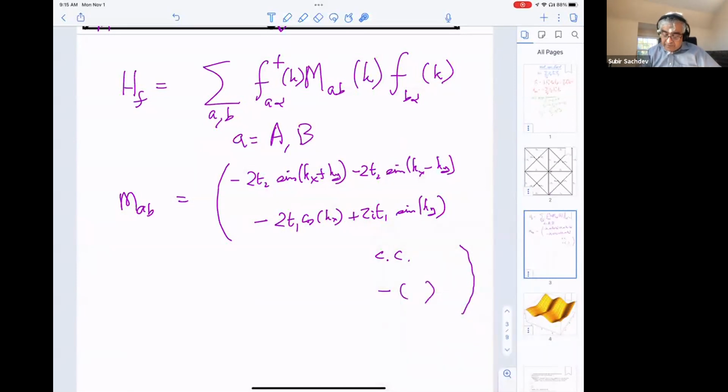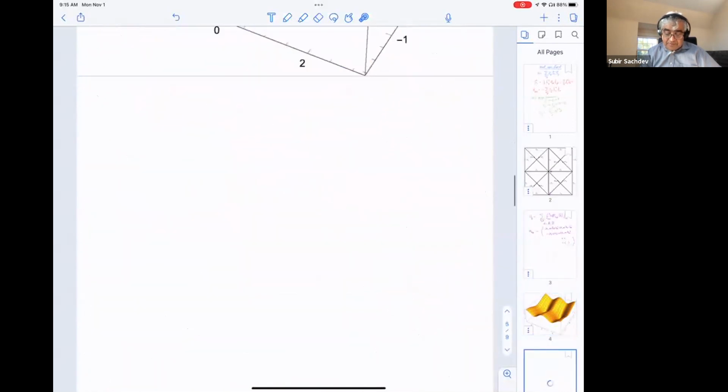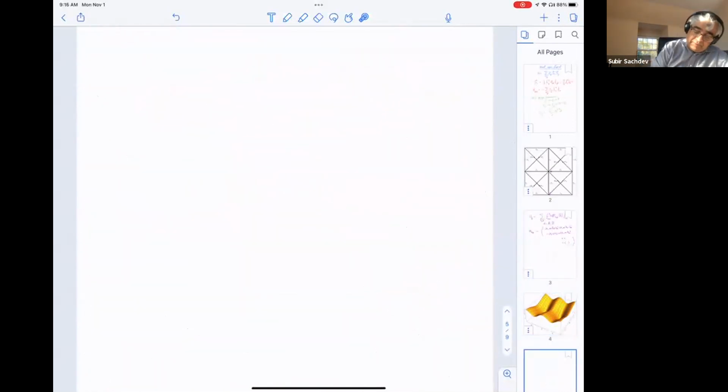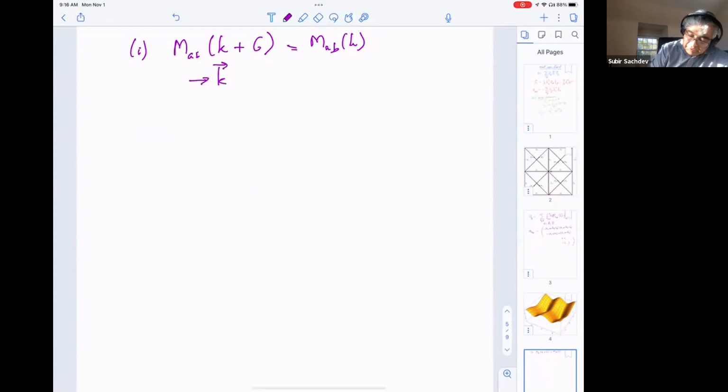So, what are the important properties of MAB? First of all, it is a periodic function of k. So there's a reciprocal lattice, and MAB of k plus G is MAB of k. So this tells us that k and MAB of k lie on a torus.